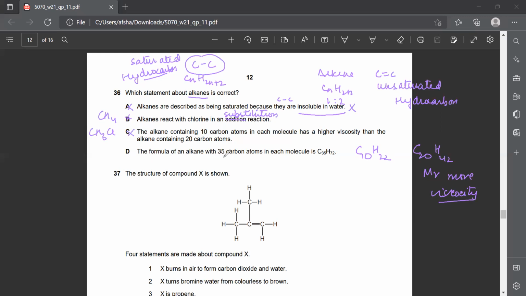The formula of an alkane with 35 carbon atoms is going to be... because यहाँ पर क्या है, 2 times multiply करके 2 add करेंगे, तो C35 अगर है तो hydrogen will be 2 times 35, 70, 70 plus 2 will be 72. Yes, this is going to be the formula for the hydrocarbon with 35 carbon atoms. So for question 36, we have the correct answer, that's D.